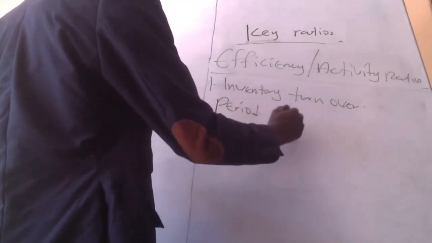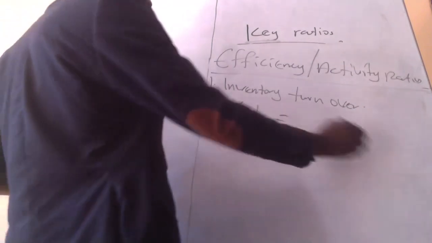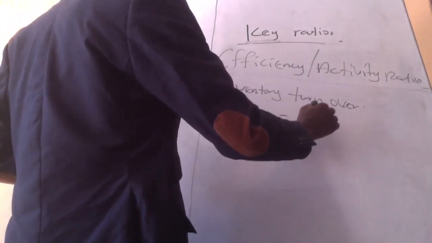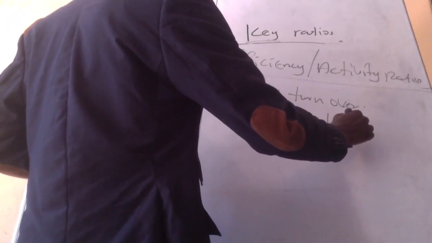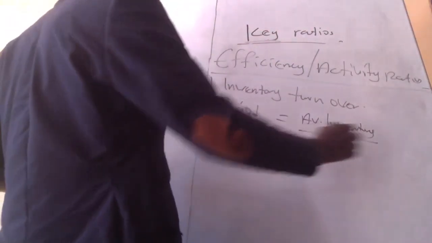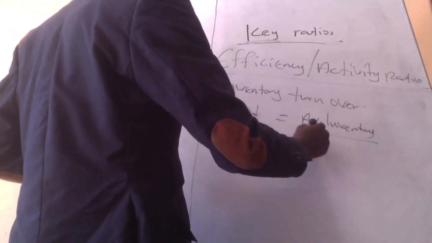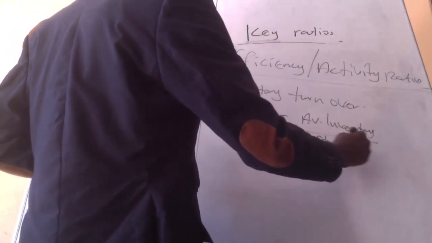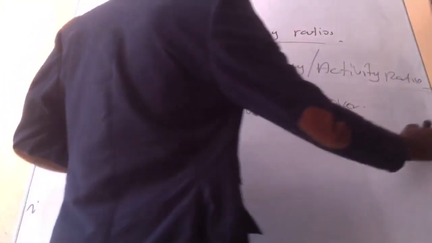In period, the formula will be average inventory all over cost of sales, times 365, or times the period, 365 days.